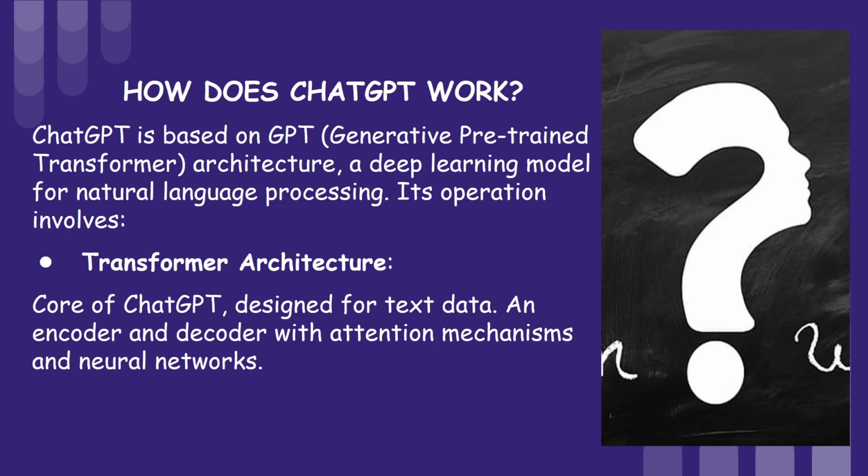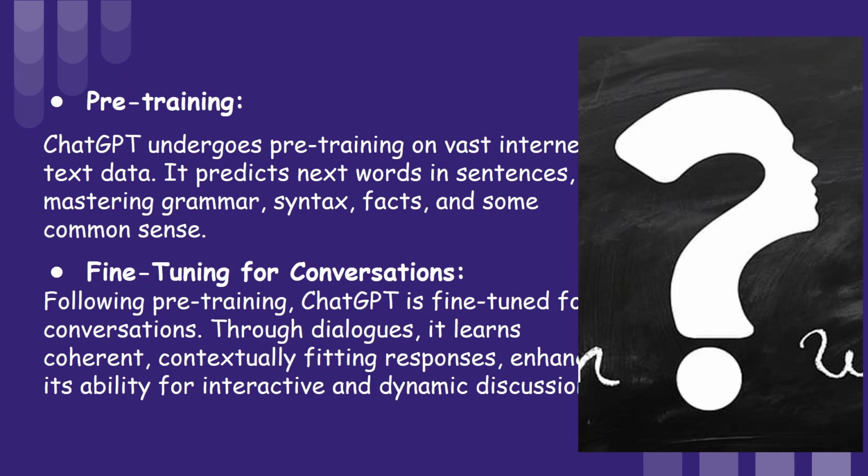How does ChatGPT work? ChatGPT is based on GPT, Generative Pre-trained Transformer architecture, a deep learning model for natural language processing. Its operation involves Transformer architecture, core of ChatGPT, designed for text data, an encoder and decoder with attention mechanisms and neural networks. Pre-training. ChatGPT undergoes pre-training on vast internet text data. It predicts next words in sentences, mastering grammar, syntax, facts, and some common sense.